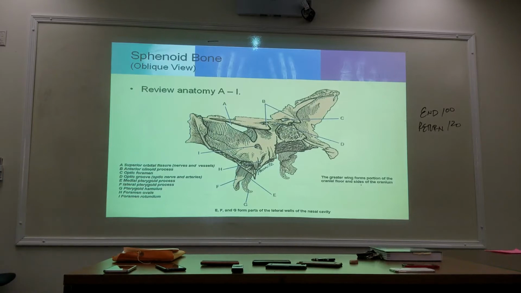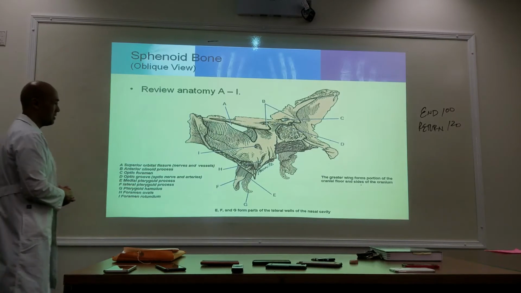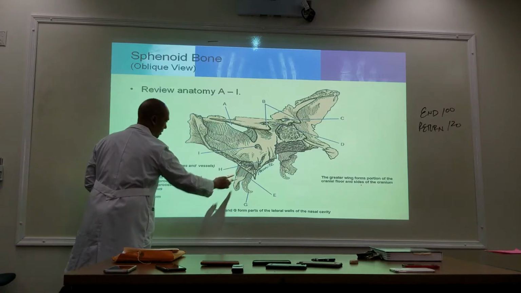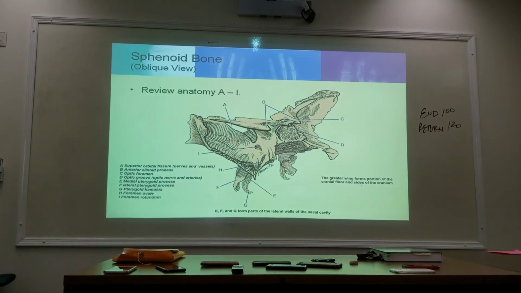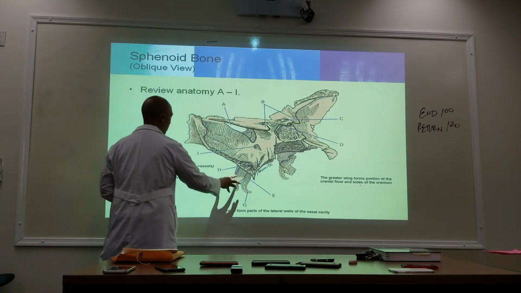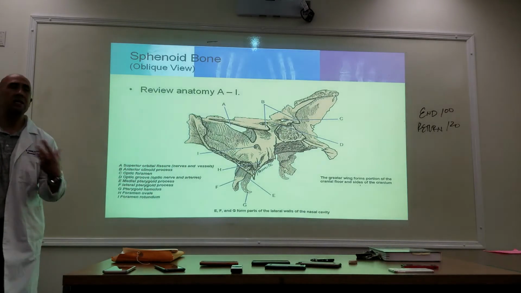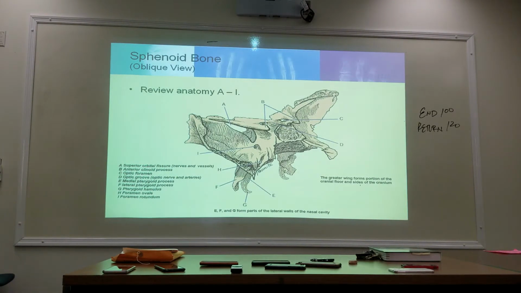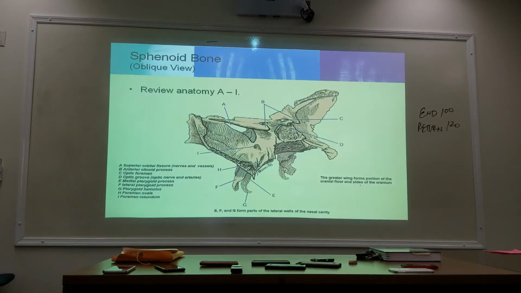Then we have the medial and lateral pterygoid processes. Then you have the hamulus, which acts like a hook. All these will make sense later on because these are related to the nasal cavity when we talk about the facial bones, so we'll talk about that later on. Then again, we have the ovale and the rotundum that allow passage of different nerves and arteries. The greater wings form a portion of the cranial floor and the sides of the cranium.